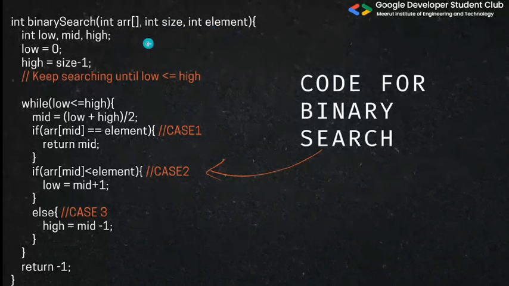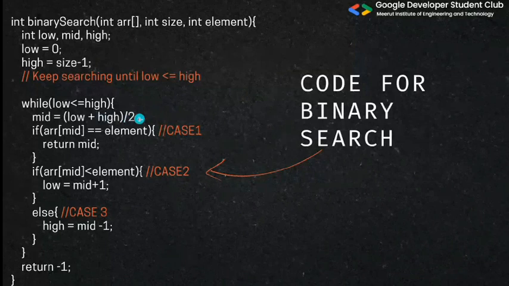We have taken three integers, low, mid, and high, and we have initialized low as 0, and high we have kept at the highest index, that is size minus 1. So we're going to start a loop until low remains smaller than or equal to high. And we're going to calculate the value of mid after each iteration, that is low plus high divided by 2.